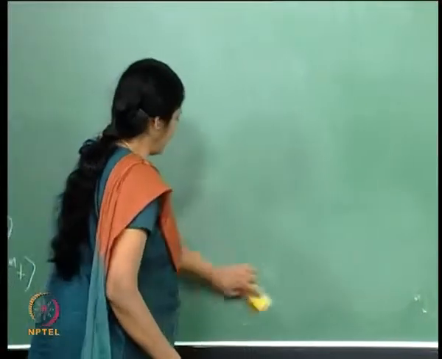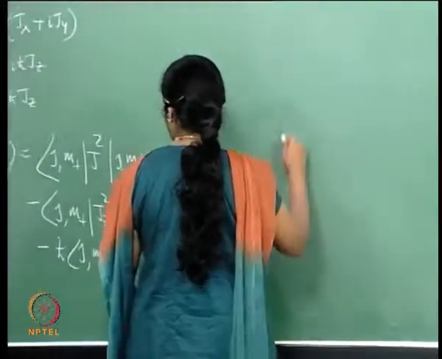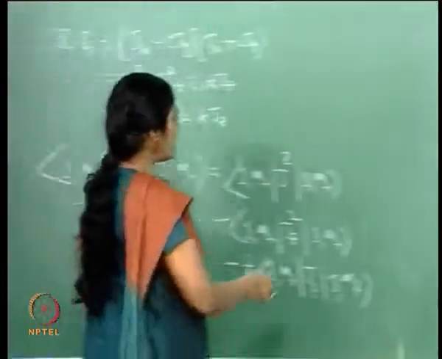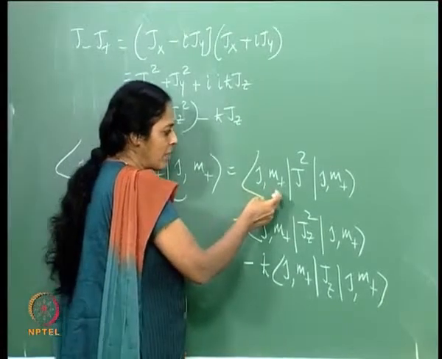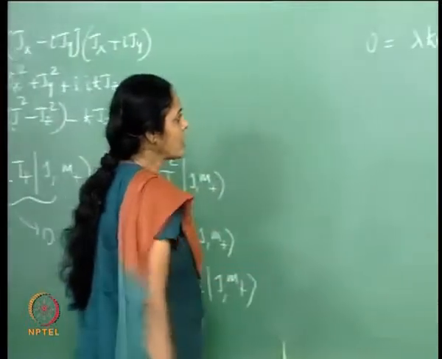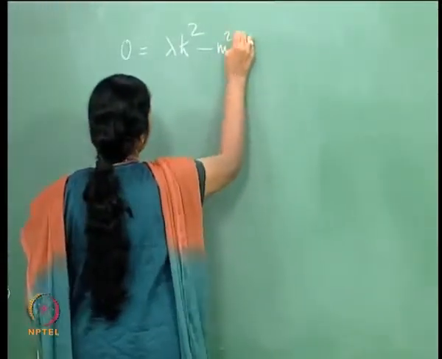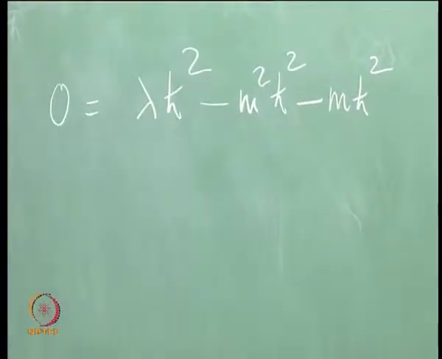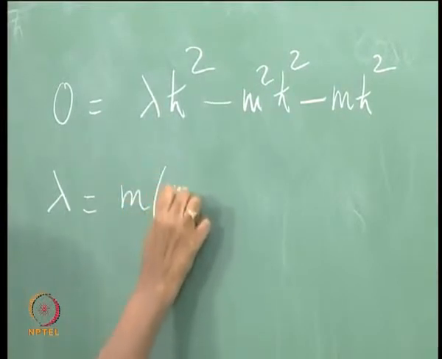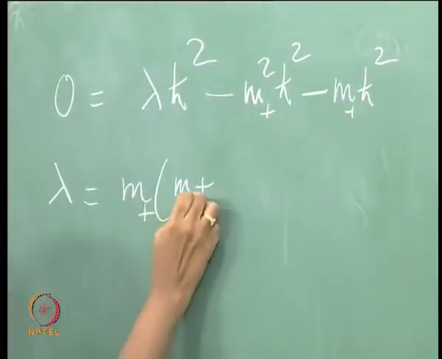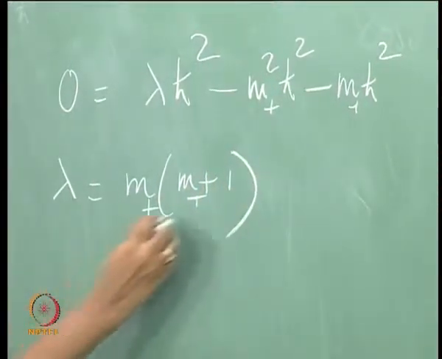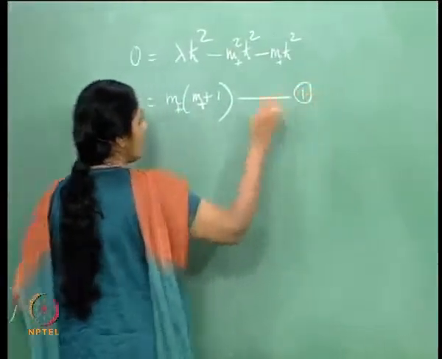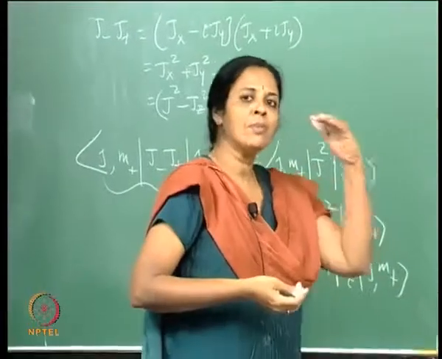And then I have the following. I have 0 is equal to, the first term gives me a lambda h cross squared. These are normalized states. So, the inner product of j comma m plus bra with j comma m plus ket is 1, and therefore, I just get lambda h cross squared from the first term, minus m squared h cross squared from the second term, minus m h cross squared from the third term, which tells me that lambda is equal to m into m plus 1, except that in all these cases it is m plus. It is m plus times m plus plus 1. So, this is the first relation I get, which relates lambda to the upper bound on m, which I have denoted by m plus.